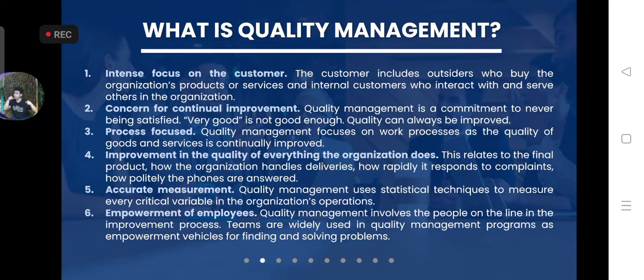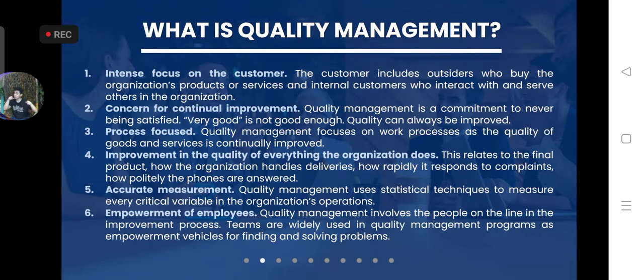Next would be improvement in the quality of everything the organization does. This relates to the final product, how the organization handles deliveries, how rapidly it responds to complaints, how politely the phones are answered. So this is not just having high quality products offered. This is about the overall manner of the organization, how well they handle unexpected dilemmas, and how they are going to win back the heart of their customers by providing quality service.